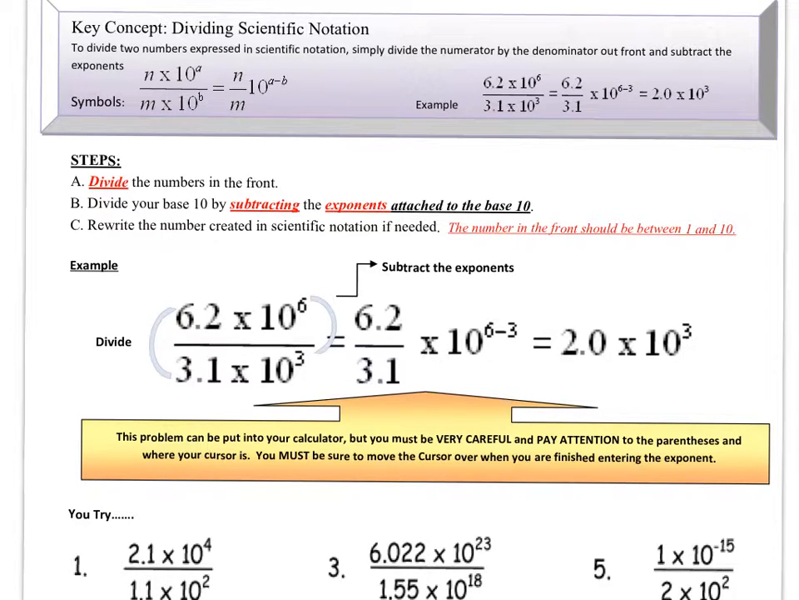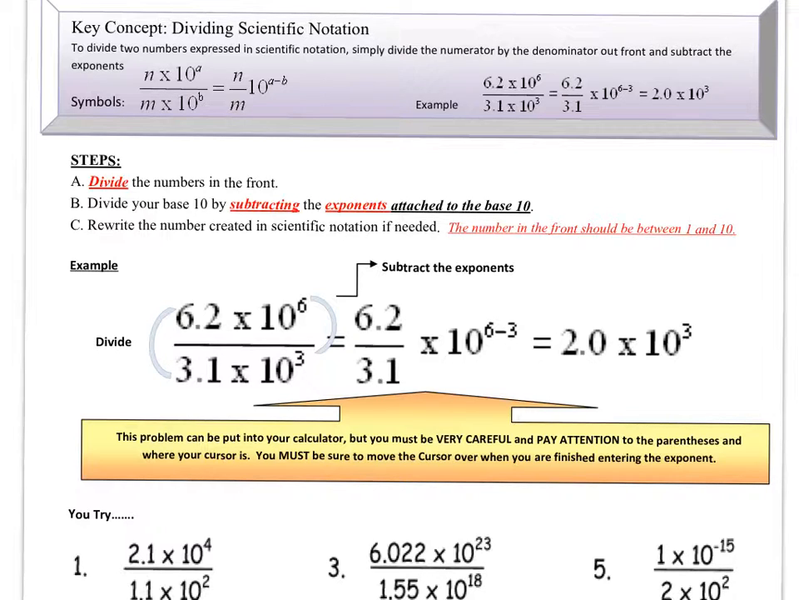So looking at where it says symbols up top, I have scientific notation up top divided by a number in scientific notation on the bottom. I divide my coefficients, and then I do what to my exponents? I subtract them, okay?